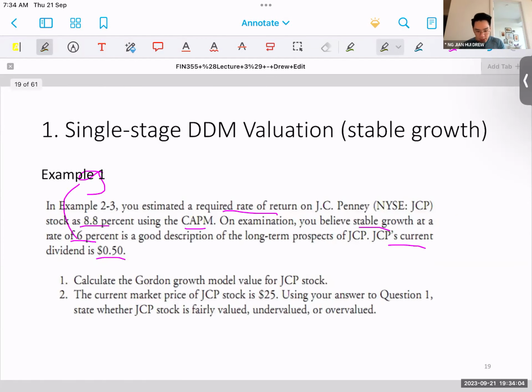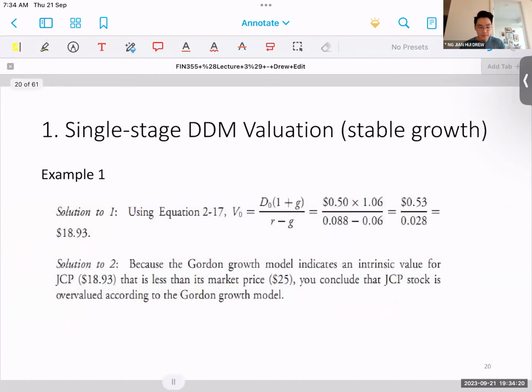The thing to highlight is that this company currently pays dividends of 50 cents. Currently pays means this is a D naught. Everyone got that? So it's D naught. So when we use the growing perpetuity formula, because the growing perpetuity formula uses D1, we need to multiply it by 1 plus g, and we know g is 6%. Then we take r minus g of 6%, and we should get the answer here. All right, everyone got this?